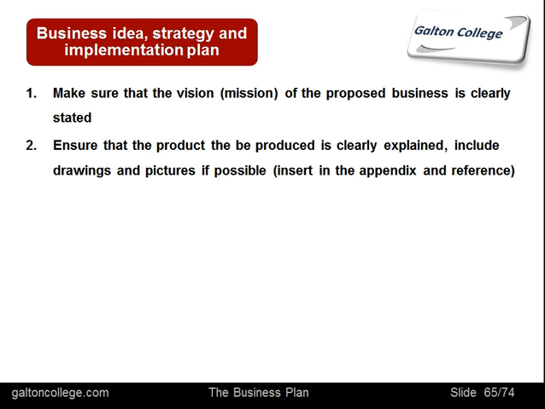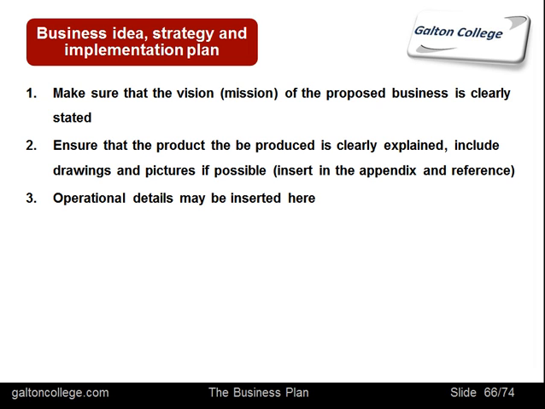Ensure that the product to be produced is clearly explained. Include drawings and pictures if possible, but you may want to insert those into the appendix and reference them. But the more information that's included in the plan, the less questions the reader should have. And if the plan is well designed and nicely delivered, cross-referenced to the appendix, there's a feeling that nothing has been hidden. Nothing is undercover. So the investor or the reader will feel it's a more honest presentation.